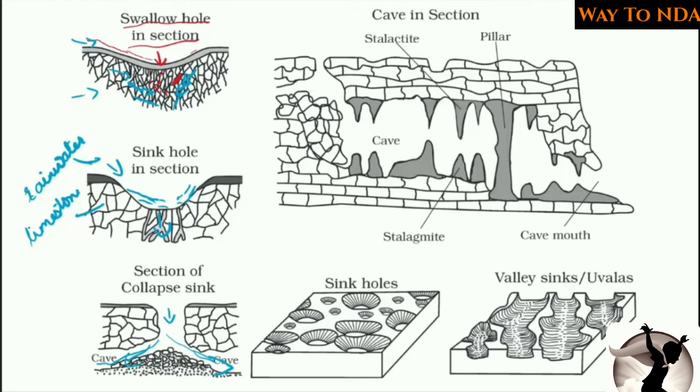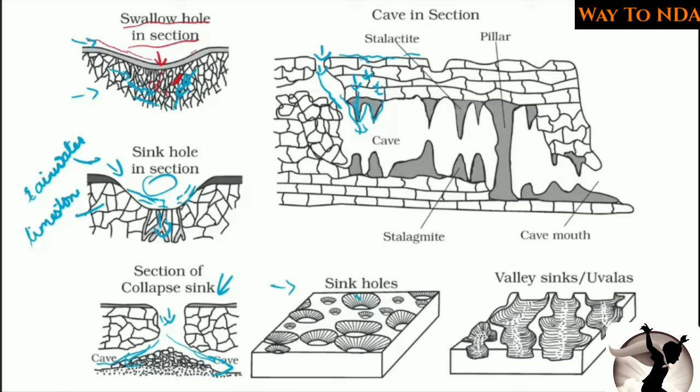Now here are the sinkholes. These sinkholes will look like this. Here you can see the collapse of sinkholes, and water is flowing. When the water is flowing, you will find here also there is water, and water is seeping down. When the water is coming down, it will bring along with it the calcium carbonate.